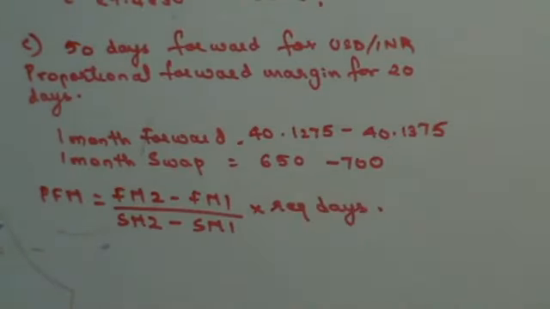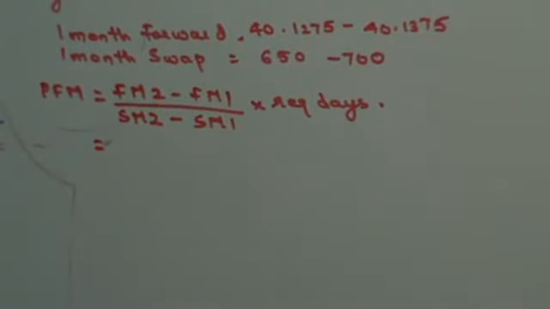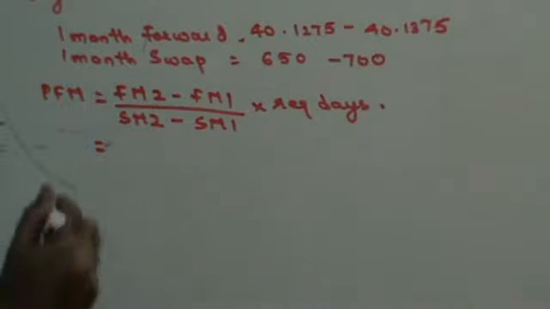That's the formula for proportional forward margin. Now let's see how I do this. I need the forward margin for 50 days. Now see, 50 days is between 1 month and 2 months.